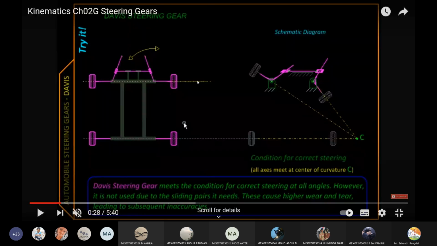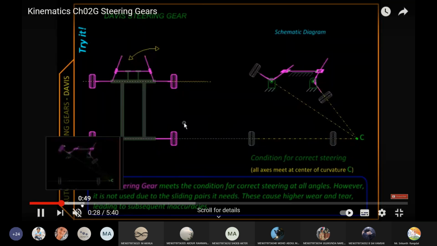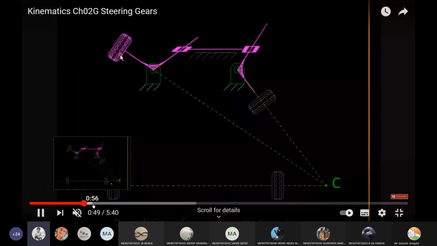Right now, the steering mechanism that you see on the screen is another steering mechanism called the Davis steering mechanism. And this one is an exact steering mechanism. Let me show you how that happens.